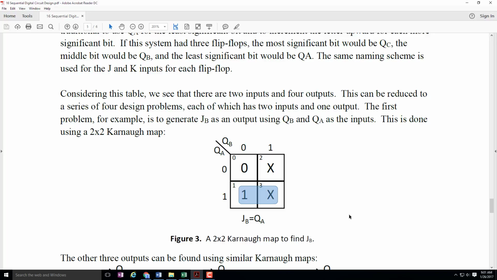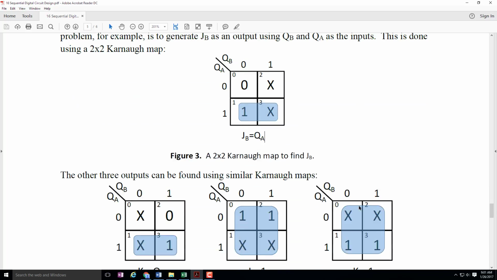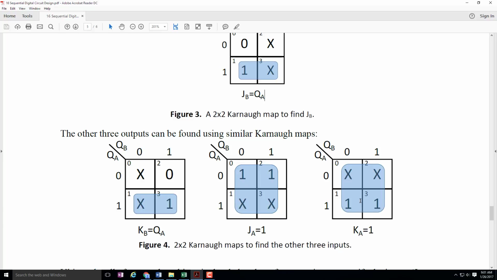It's just a wire. I don't need to AND anything. I don't need to invert anything. I just take a wire. And so that makes our lives quite easy. I can then say, okay, I want to do the other columns, K sub B, J sub A, and K sub A. And so that's what I've done down here. So these are the other 3 inputs.